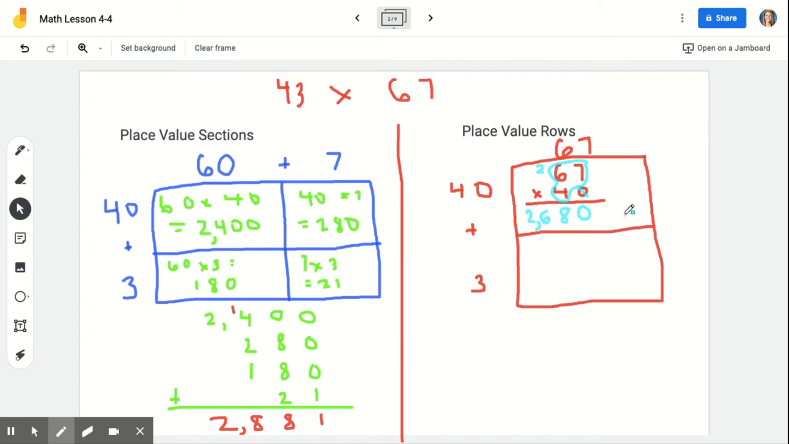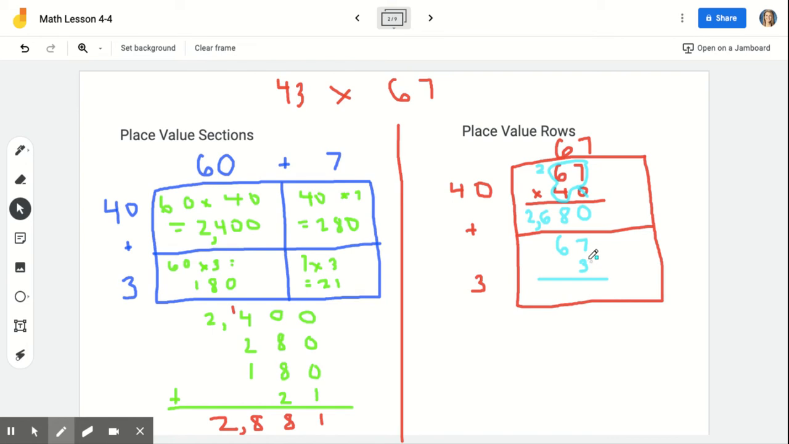All right. That portion is done. Let's keep going. This portion down here, we're going to be multiplying the factor at the top, which is 67, times the factor at the side, which is 3. So nice and neat, just like I'm doing, 67 times 3. Let's do it.